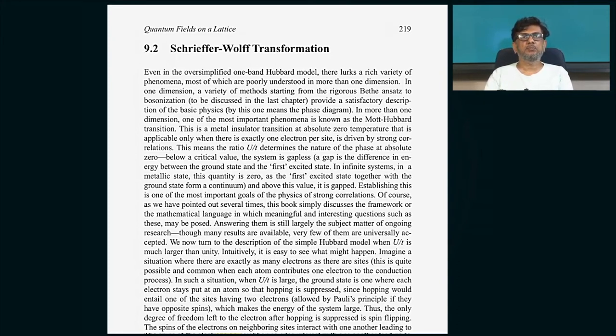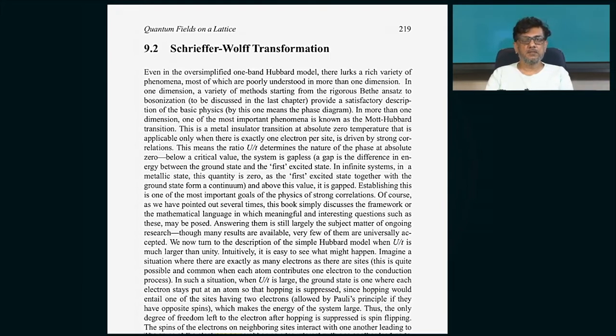So, you have to hop around only at the expense of suffering a Coulomb repulsion. So, that is the precise model that we are going to study. In this chapter, I have pointed out that even before you study the large repulsion limit of the Hubbard model, which I am going to study in this section, there are very basic issues related to the Hubbard model.